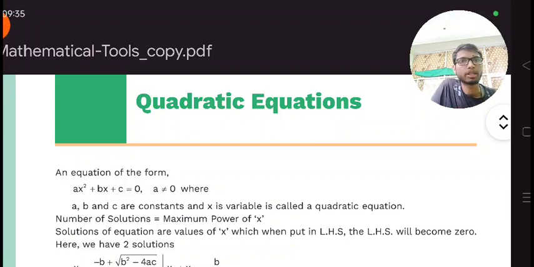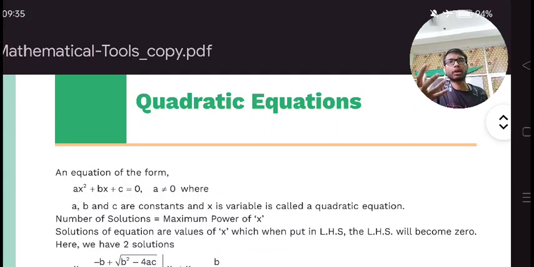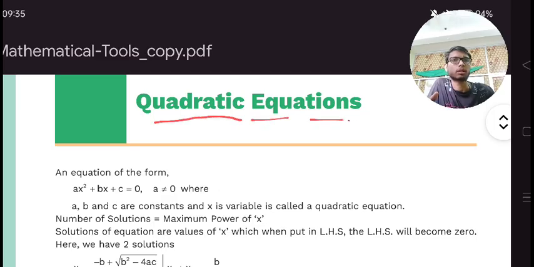Yeah, I am ready to discuss something. I selected a quadratic equation. In detail, it will be covered with you. I hope all of you are ready. Quadratic equation. I am talking about this quadratic equation.